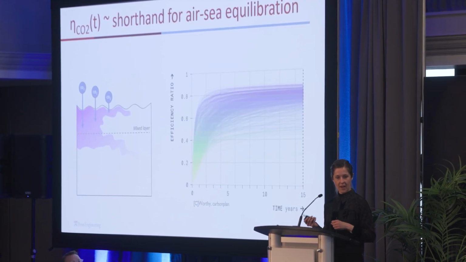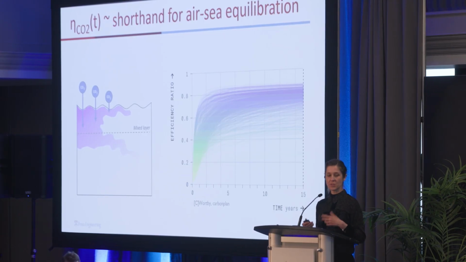So where we're at now is there's been a lot of modeling efforts, mostly focused on air-sea equilibration. So this efficiency factor is often a shorthand for air-sea equilibration. The plot on the right here is from a great study by Seaworthy with Carbon Plan. On the y-axis, they show the efficiency over time for various locations of OAE deployment around the world.